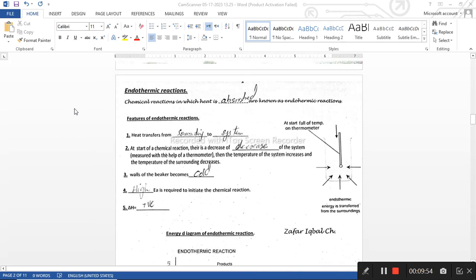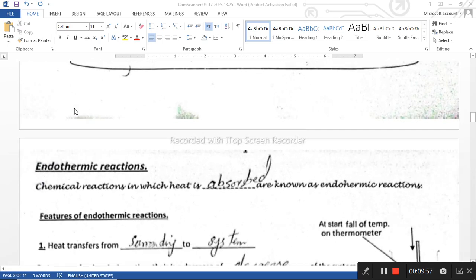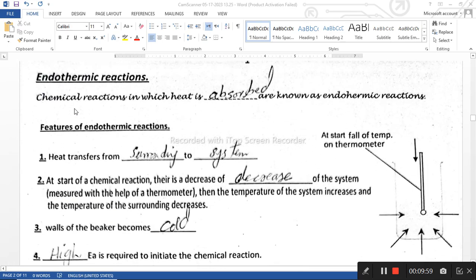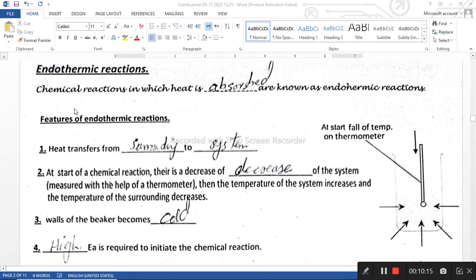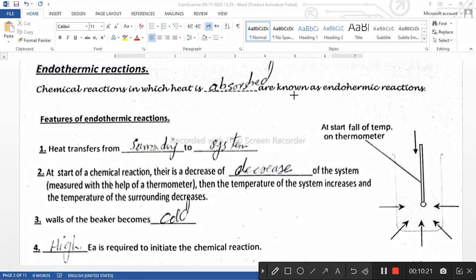Now what are endothermic reactions? Let's discuss them. Chemical reactions in which heat is absorbed are known as endothermic reactions. This is exactly the opposite of exothermic, vice versa, okay? Let's discuss. Endo means in and therm means heat.